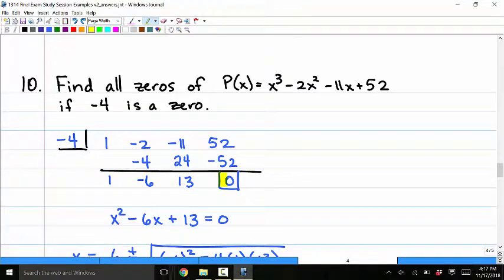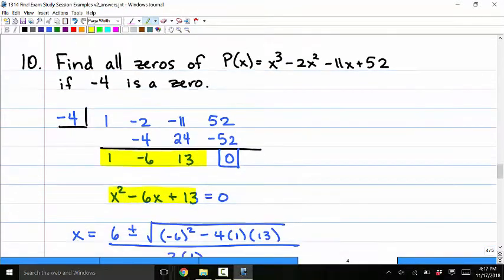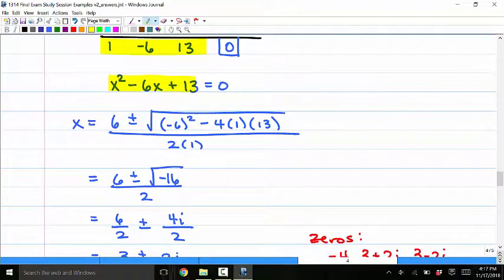The remainder was 0, so that showed that negative 4 was indeed a zero of the polynomial. What remains is x squared minus 6x plus 13. Unfortunately, that does not factor nicely. So we're going to have to use the quadratic formula. x equals negative b plus or minus the square root of b squared minus 4ac all over 2a. So my a is 1, my b is negative 6, and my c is 13.